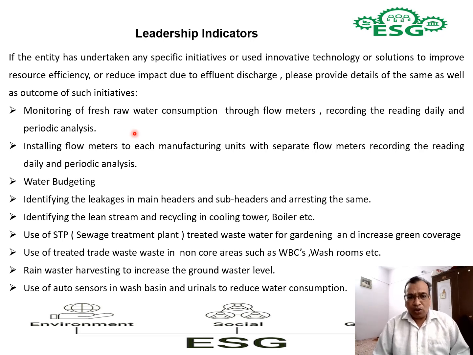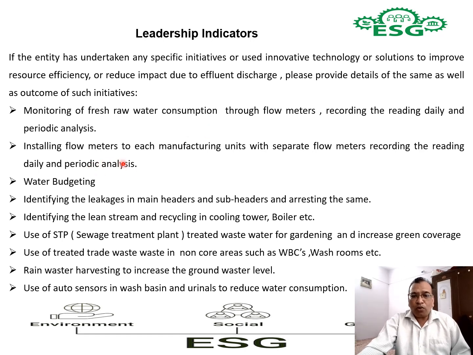See, water consumption is at different areas: process areas, then non-process areas, utilities, gardening. So this all has to be monitored. How do you monitor? You have to install the flow meter at that particular source which you are going to supply. And not only do you have to monitor, but you have to analyze whether the consumption is as per the requirement, or it is increasing or decreasing. With reasons you have to analyze.